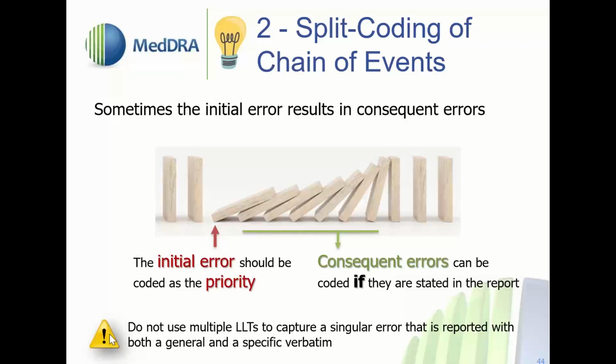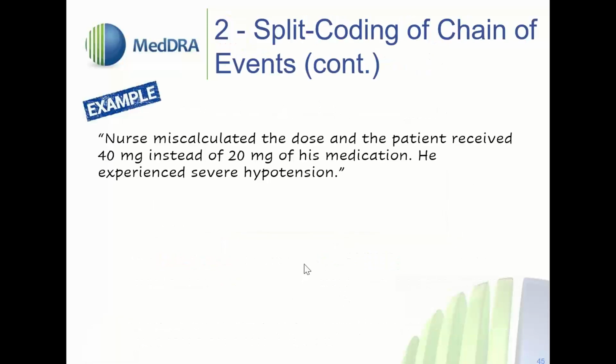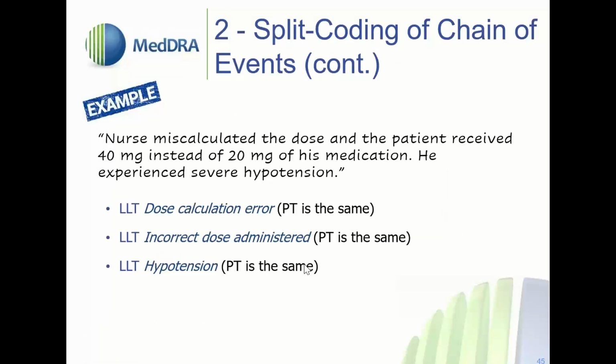But as mentioned, you can see here with the exclamation point as a reminder, please do not use multiple LLTs to represent one singular incident that is reported with both a general and specific description in the reported term. This is in line with the general rule for coding of combination terms that refer to a general medical disorder that is further specified. As an example, if arrhythmia is reported that is specified as AFib in the given verbatim, one would only code the more specific type of arrhythmia, which is atrial fibrillation. The same kind of concept can be applied to medication errors.